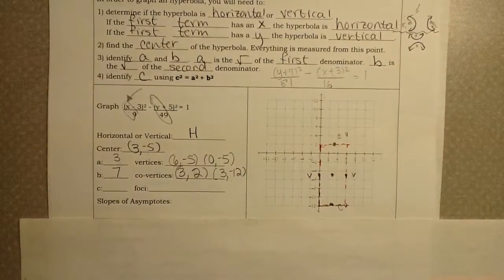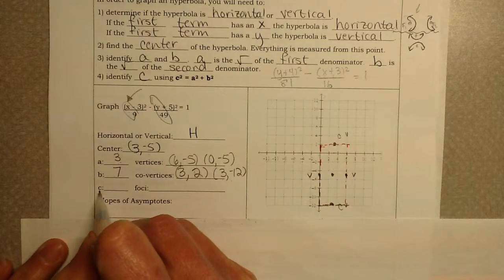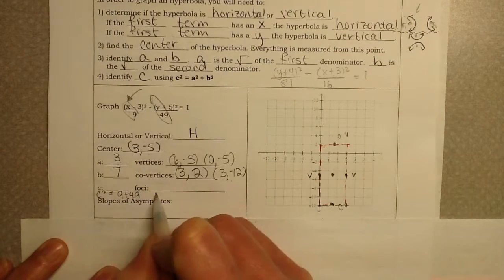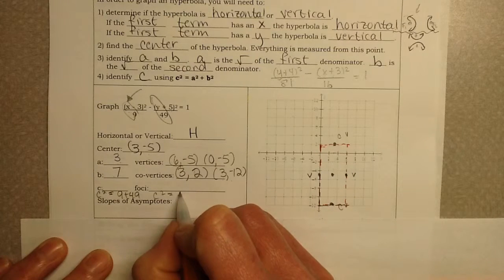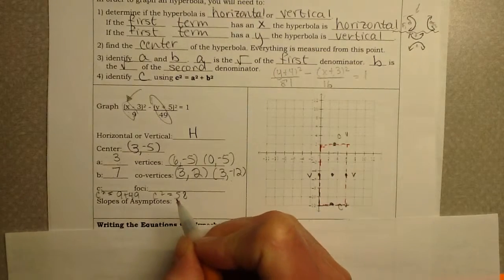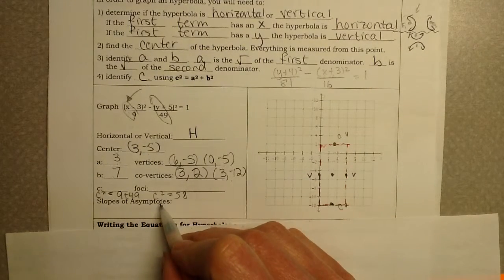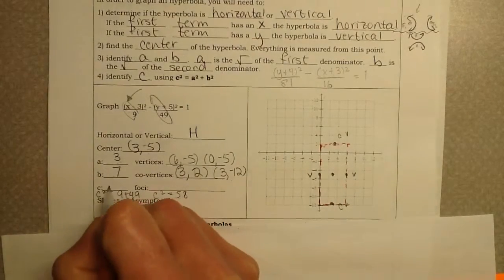All right, now we're going to graph the foci. So first we need to do c squared is going to equal 9 plus 49. So c squared is going to equal 58. So C is going to be approximately 7.6.